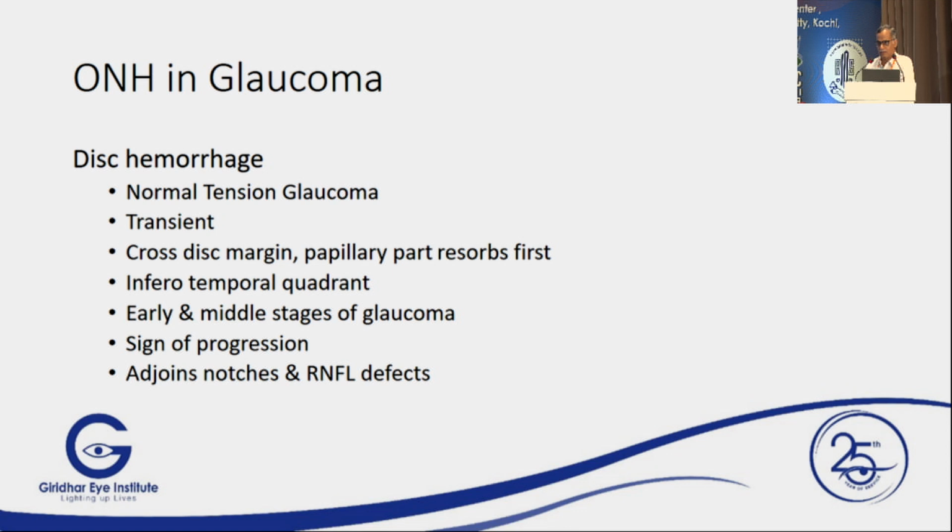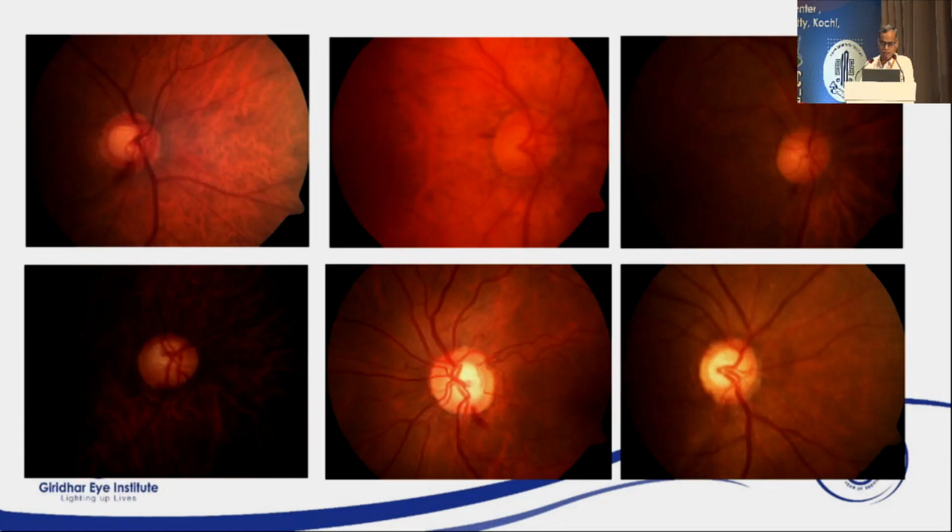Usually the papillary part resorbs first. It's more common in the infratemporal quadrant, and it is an indication of active disease. It's usually seen in the early or middle stage of glaucoma. It's a sign of progression and usually adjoins the notches or RNFL defects. So, various photos of disc hemorrhages.